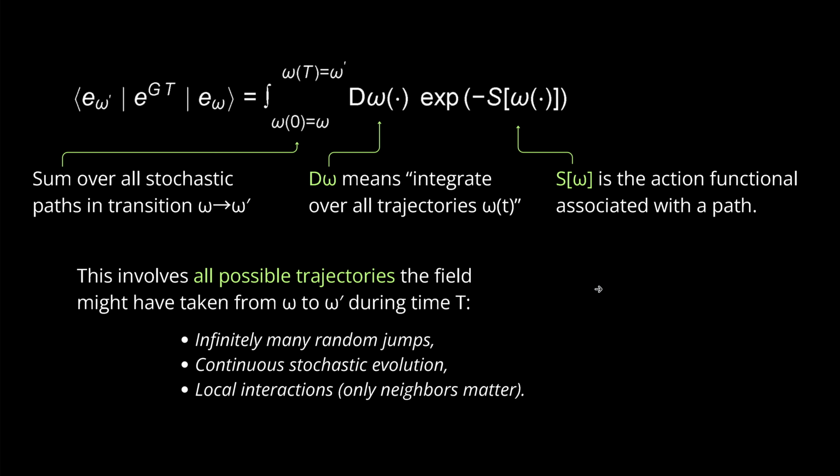So what does it include? You have infinitely many random jumps, stochastic. You have a continuous stochastic evolution, and you are focused on the local interaction. Only the neighbors matter in our graph structure, and this will then propagate for a particular time and a particular strength to the complete network.